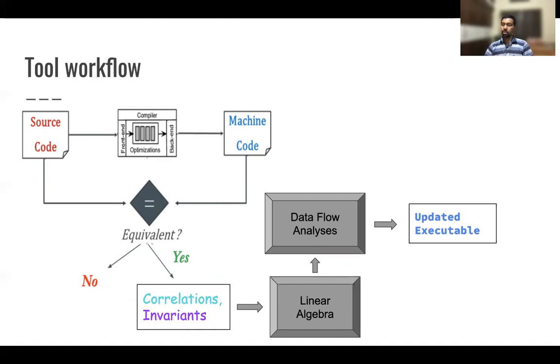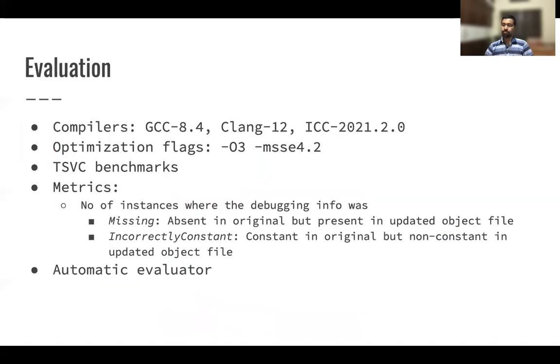For the example program that we have seen, we will get the value of variable I correctly in terms of the register R1 instead of the constant 0 present before. So this is the overall workflow for our tool. We first pass the source code and the optimized machine code to the equivalence checker and use its output, that is the correlations and invariants, to perform some linear algebra techniques over it. That gives us the mappings of source variables in terms of the assembly counterparts. And finally, we perform data flow analysis to spread these predicates to as much assembly PCs as possible. And at the end, update the executable with the new debugging information.